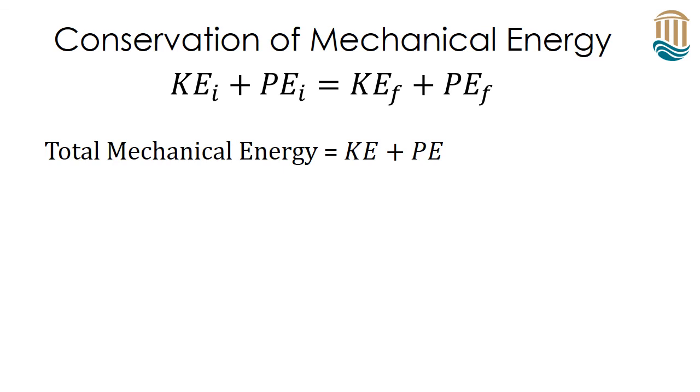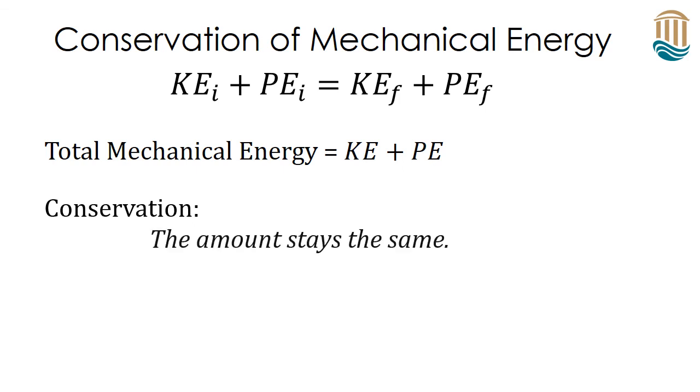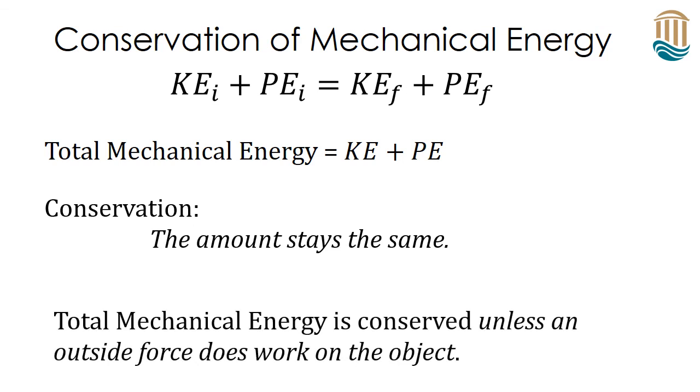So we've seen here that the total amount of kinetic energy plus gravitational potential energy stays exactly the same. We call this the total mechanical energy, and we say it's conserved. In physics, conserved means that the amount stays the same. If there are no outside forces giving or taking away energy from the object, total mechanical energy is conserved.